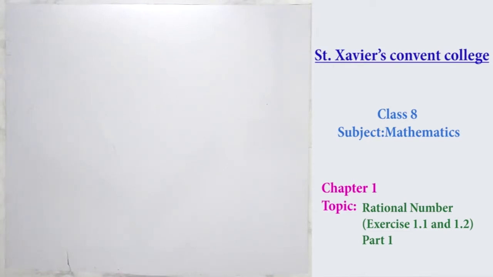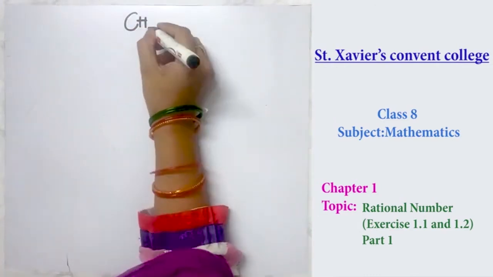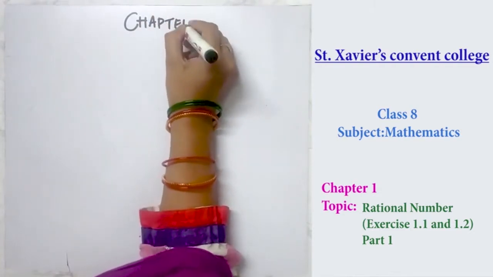We are starting over here with chapter 1 of the maths, that is rational numbers. So today we will start with chapter 1, rational numbers.